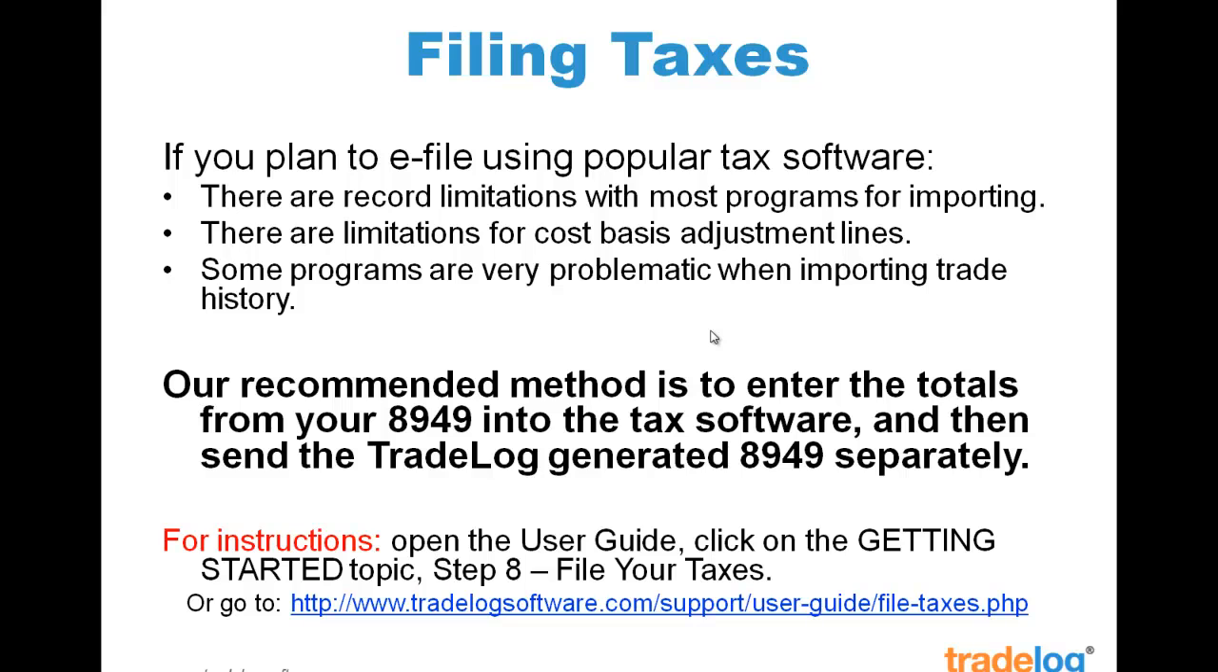Besides that, there are some other problems with importing, so we want to emphasize our recommended method. If you want to use one of these popular software programs to file your taxes, that's fine, but what we recommend is that you follow their alternate methods, which involve entering just the totals from your TradeLog 8949, and then you send your 8949 separately. You're still able to e-file, but you send the 8949 along with a form that they'll generate. It's Form 8453, which is basically an attachment, supplemental documentation. So check that method out.